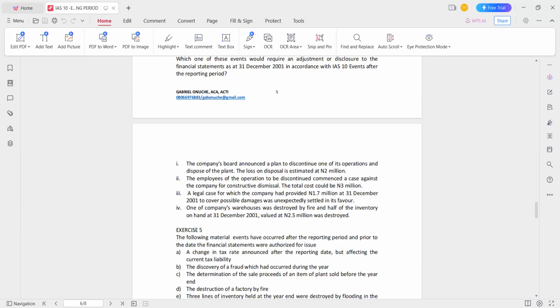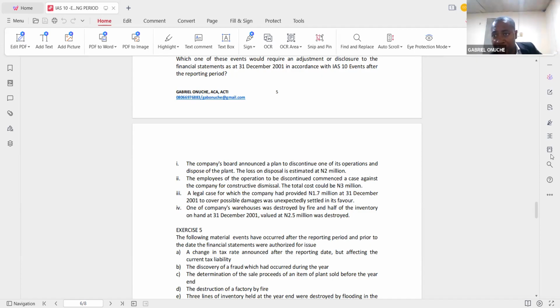Because this is a litigation that happened during the reporting period, this would be a favorable adjustment, right? The company does not have any financial obligation, but instead the case was settled in its favor. So I think they would have to adjust for the 1.7 million naira, which they would have made provisions for. So they would have to make adjustments for it. Okay, all right, thank you.